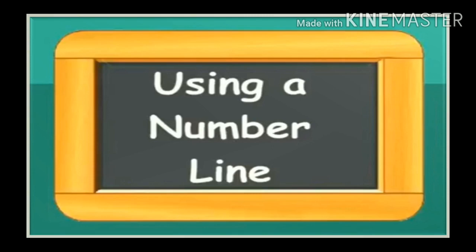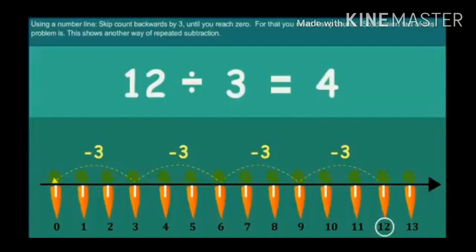Division by using number line. Here we have 12 divided by 3. As you can see, there are 13 carats, which shows the number line, but we have to start from 12. Now skip count backward by 3 until we reach 0. For that we need 4 skip counts. So, the division fact for this problem is 12 divided by 3 is equal to 4.